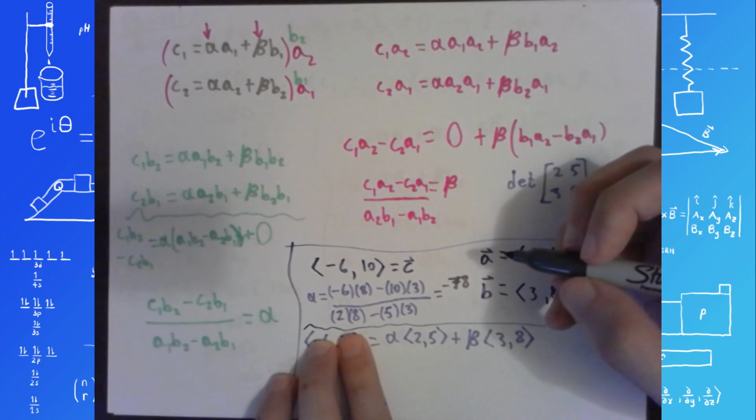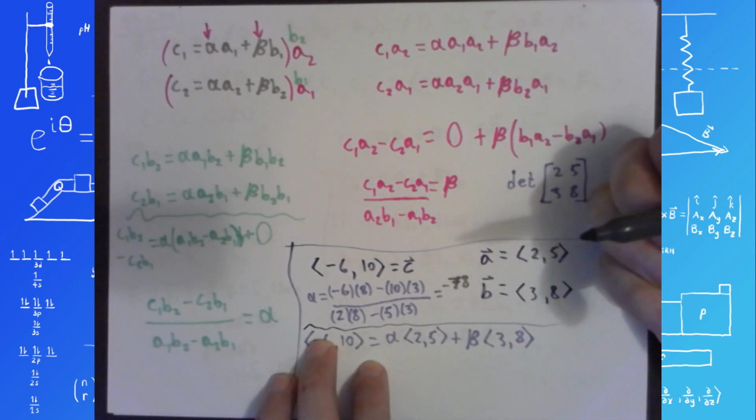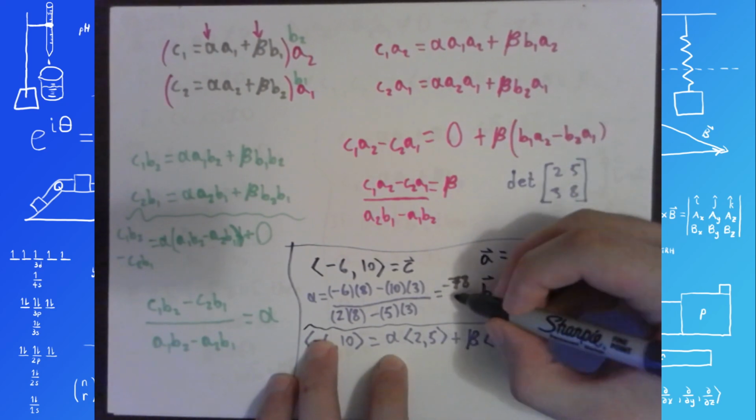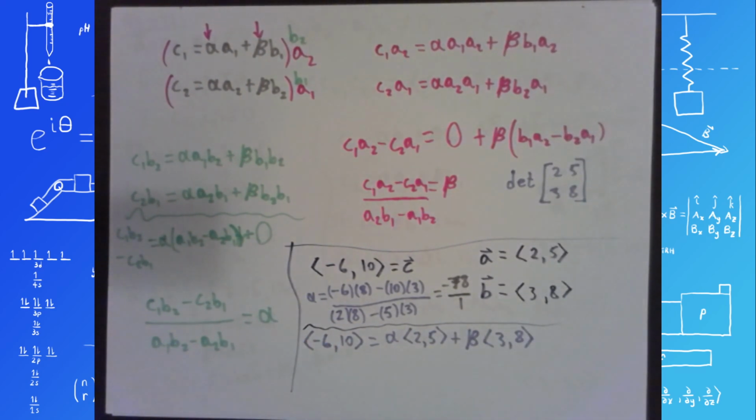And then 2 times 8 is 16, minus 5 times 3 is 15. Oh! Well, well, well. How about that? I did not plan that. The denominator is 1. I'll take it. I was expecting a really ugly fraction, but I guess we've been spared.